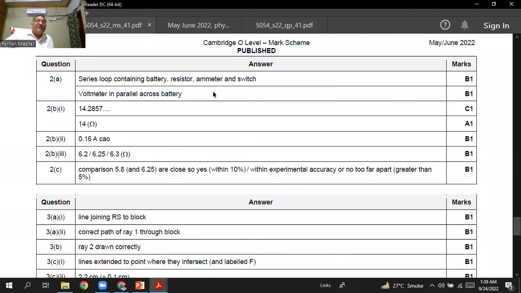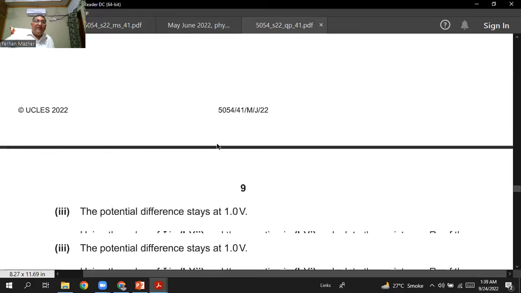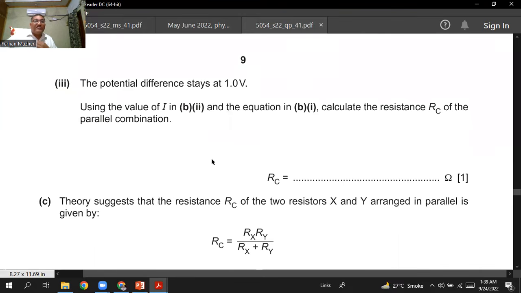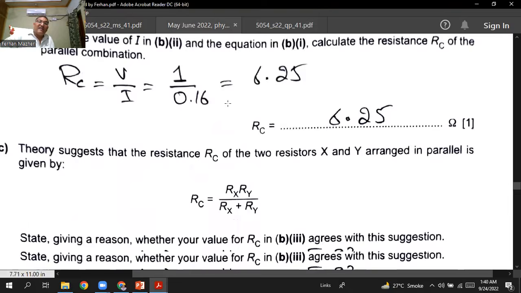The reading is 0.16 ampere. Now he says the potential difference stays at 1 volt, using the values of I in the B first part and the Q in the B second part. Calculate the resistance RC of the parallel combination. The resistance of the combination will be equal to the voltage of the battery divided by the current coming from the battery, and we know the EMF of the battery, so very easily I can calculate.